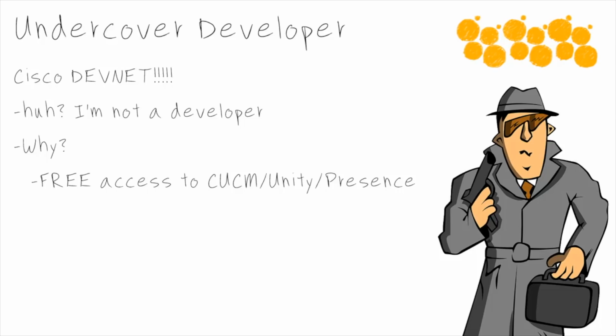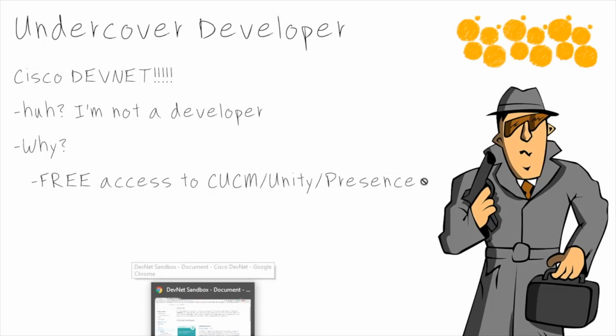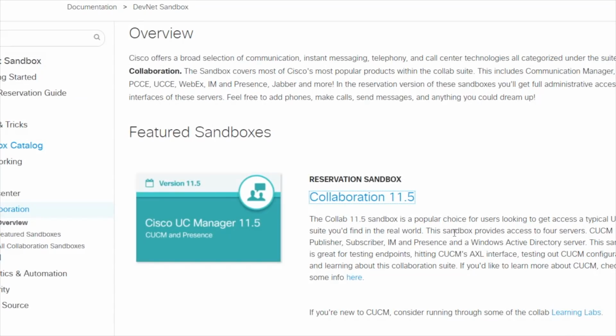So what they'll give you is free access to a topology of CUCM, Unity, and Presence, and even Active Directory. This saves you a ton of time. You'll get access for 2 hours. And I actually requested one about 15 minutes ago, and it's already ready. I set up a free account, and here's what it looks like.